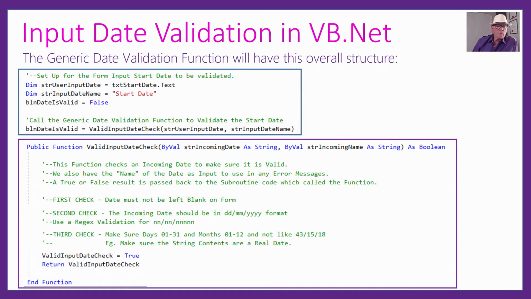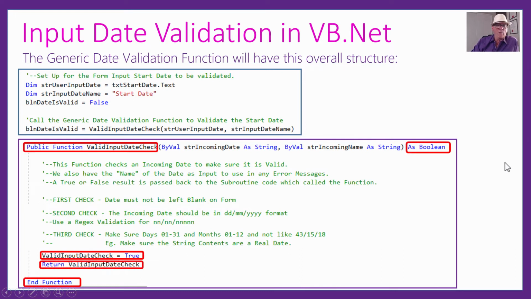So the generic date validation function will be set up like this with its overall structure. This first box here is the subroutine, and down in here is where we're going to build the function. Now we haven't put the function code in yet. We've just put some comments about what we're going to build. So let's look at this bottom half first.